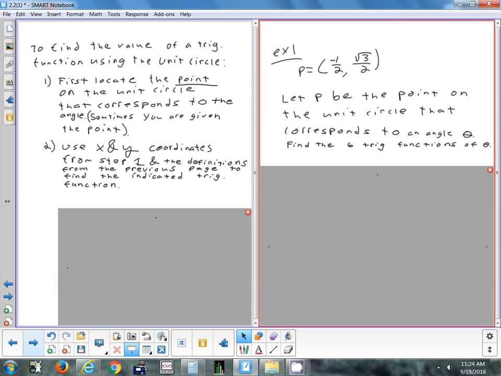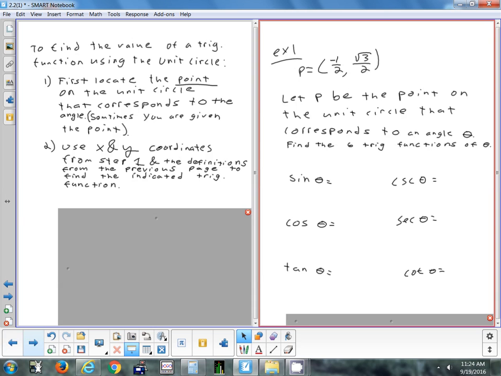All I want to do is take that coordinate and plug it into all 6 definitions. I want to find the sine, the cosine, and the tangent. Start with those 3. Jake, if we look at that coordinate, which is my x value and which is my y value? -1/2 is your x value, and square root 3 over 2 is your y value. Perfect.